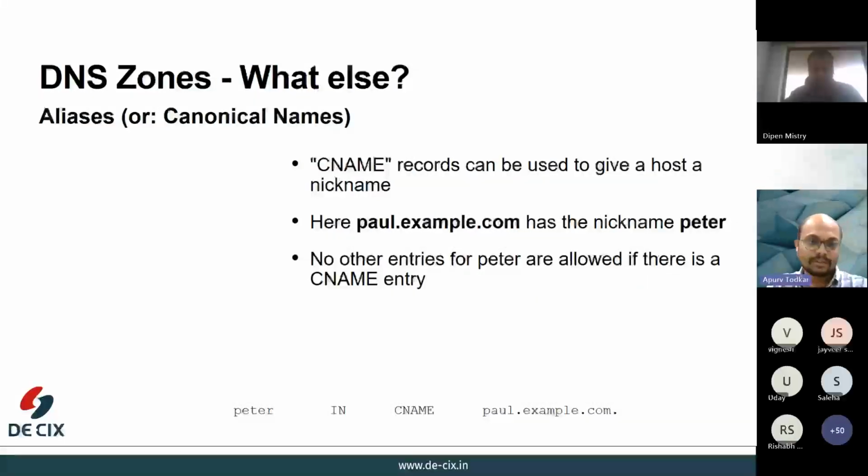So next is the CNAME record. There is a possibility to put an alias on your record, and that's nothing but a CNAME. In this example, you can see that we have given an alias, Peter, to that particular host name, paul.example.com.